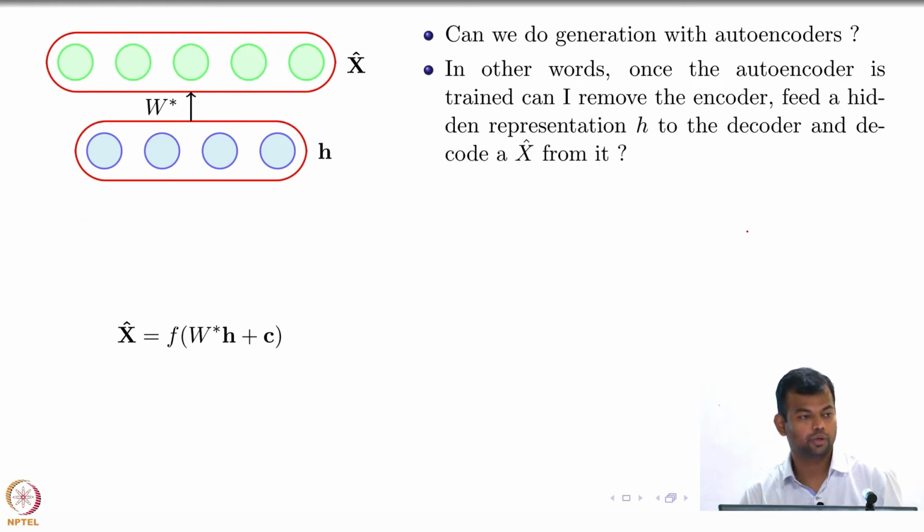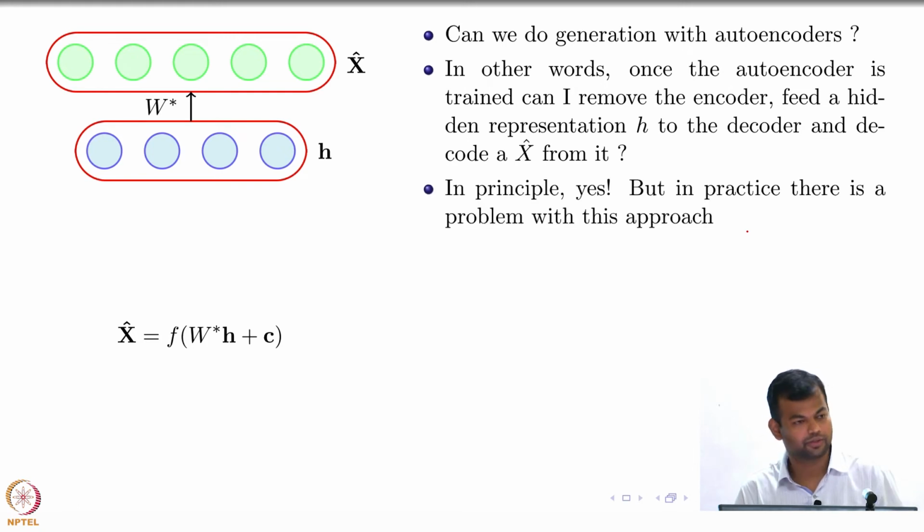So this is the question which I was asking, right? When I say, can you do generation with an autoencoder? This is the situation that I'm talking about, that you remove the encoder. Now just feed an H to the decoder and see what it generates. So can you do this? Yes, right? I mean, what's the problem with this? I'll just feed some H that belongs to R^d, right? I'll just feed something. Yeah, so in principle, yes.